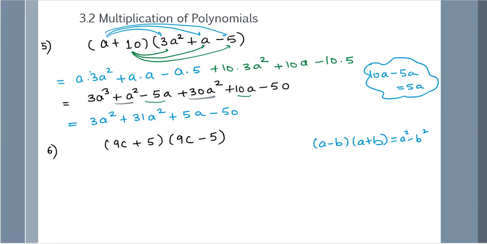Okay, but let's see if you use this rule, considering 9c as a, this as b, a, b. So if you use this rule, this gives you 9c power 2 minus 5 power 2. So 9 nines are 81, c square minus 25. So if you remember the rules, it's going to be very easy for you.